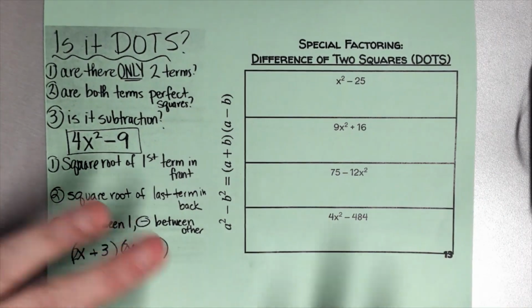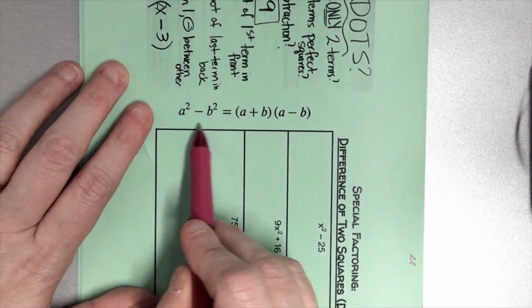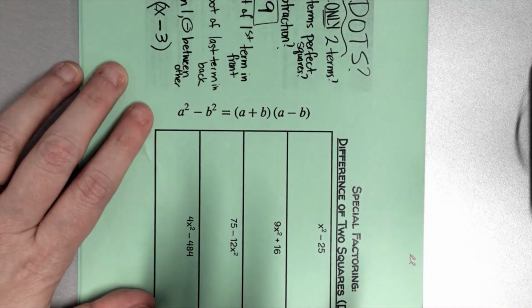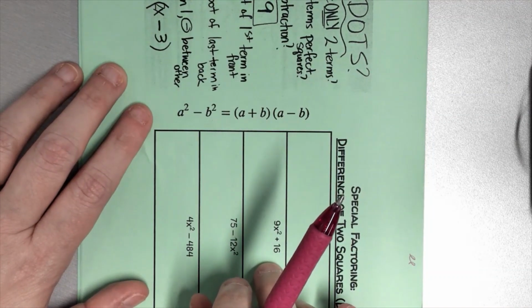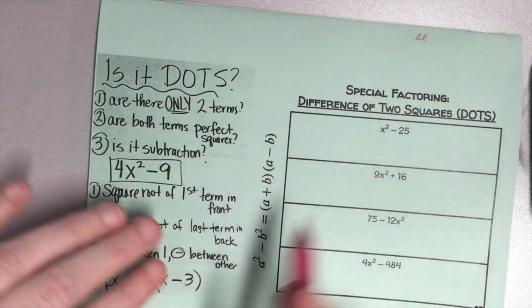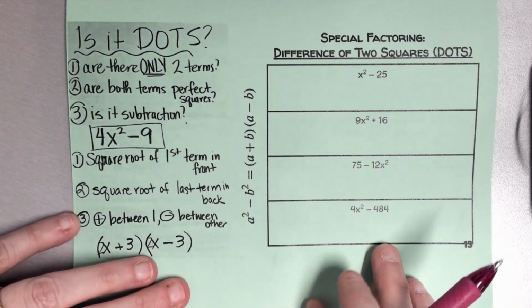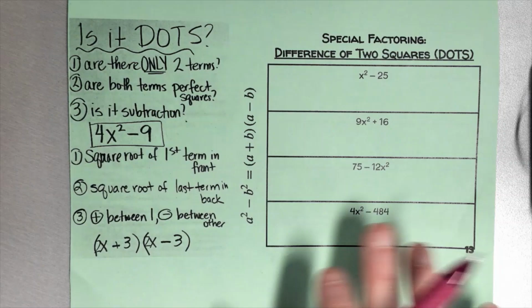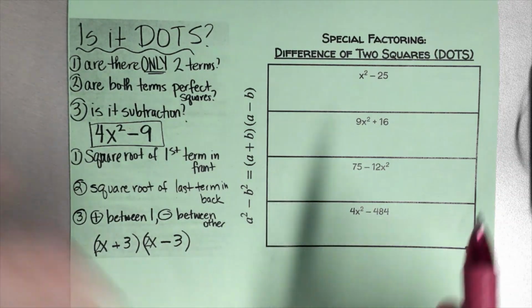Now, these are special patterns, and these special patterns are on your formula chart. You don't have to memorize them. Now, the thing that's a little weird about them is this A and this B are not the A and B that we've been using. So they're a little bit different than what we've been doing, but don't stress about it.